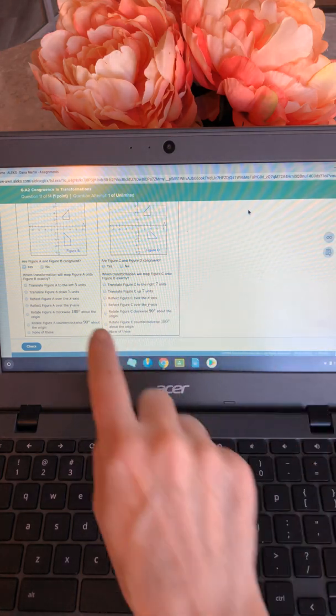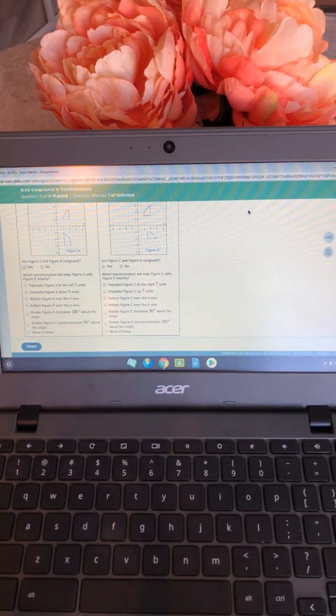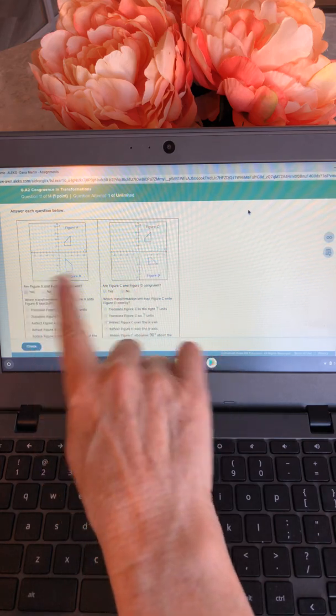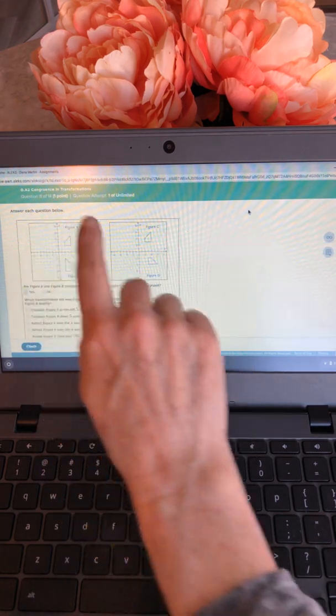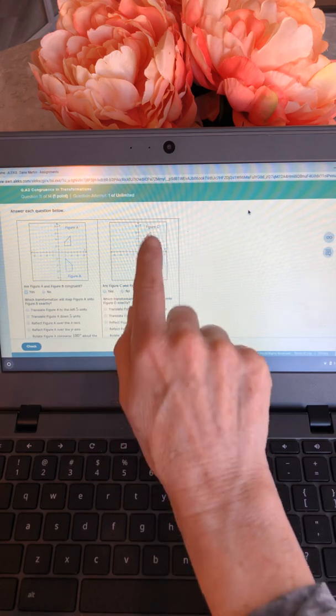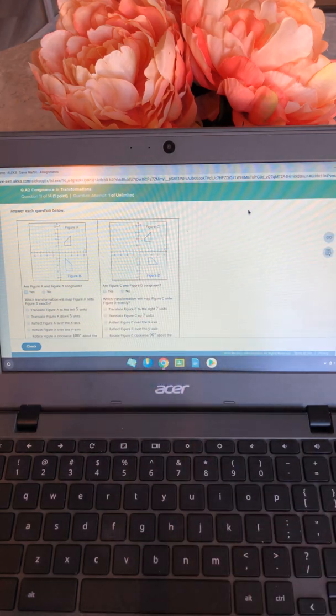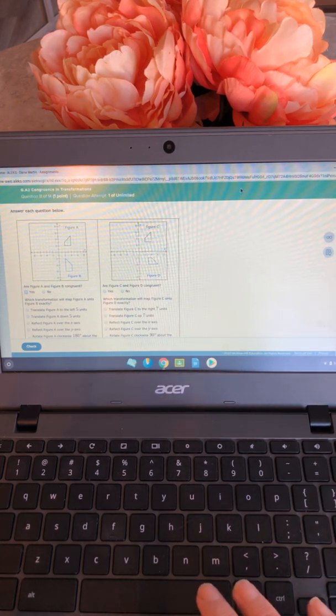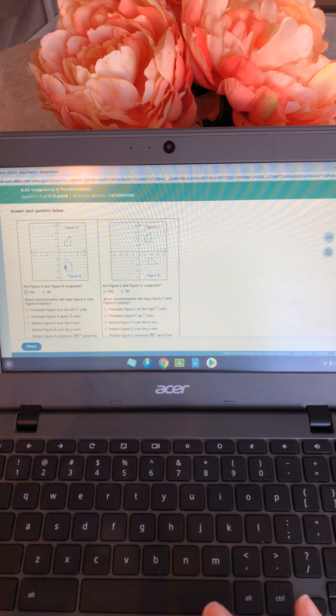There's one time that you'll see none of these, and it happens to be one of these questions right here. Can you figure out which one of these? Answer the question below. Are figure A and B congruent? Are figure C and D congruent? Okay, so if it's not congruent, then you can't translate, reflect, or rotate it to make it match exactly onto the other shape, okay? So let's just see. Taking a look at this, do those look like they're the same size? Well, they're not. So that's not congruent.